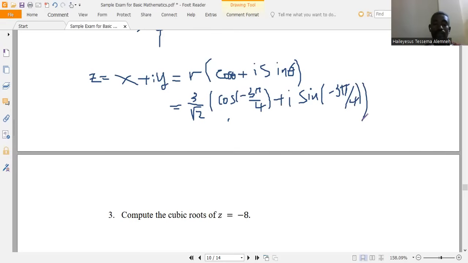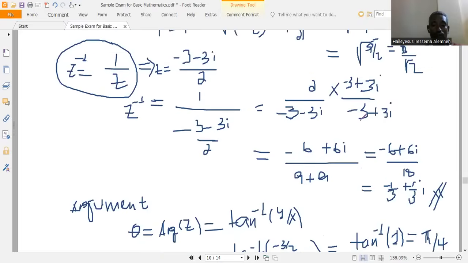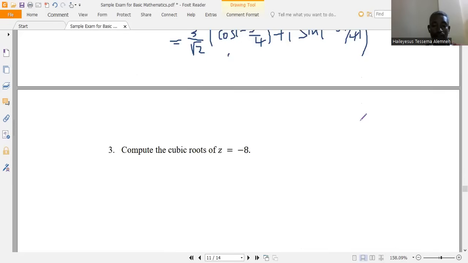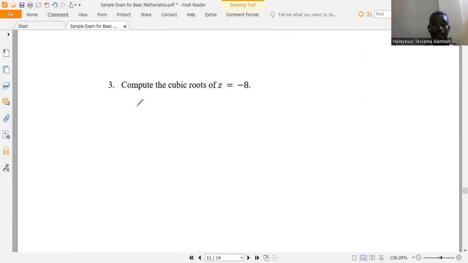So this is the polar form of the complex number. The next one is: compute the cubic root of z, where z is equal to minus 8. We are asked to find the cubic root of z, where z is an element of the complex numbers. Then what's the cubic root of z?